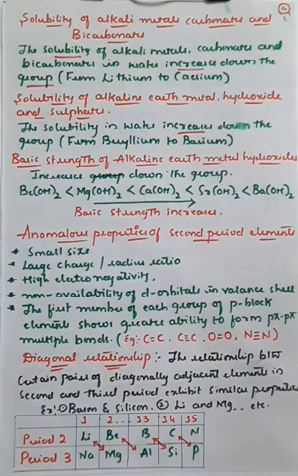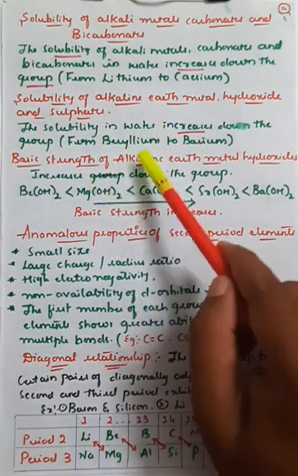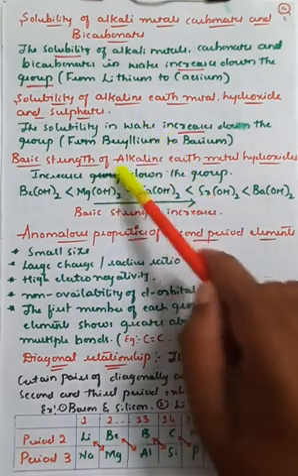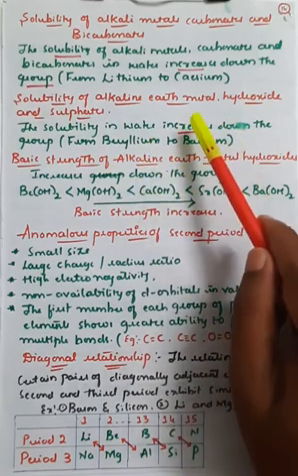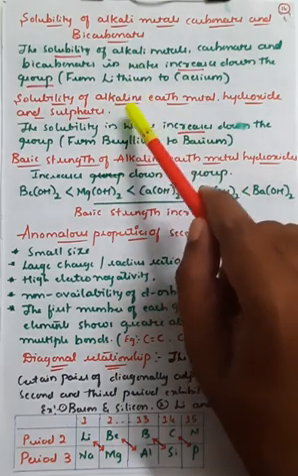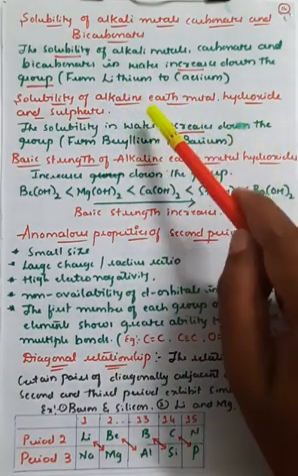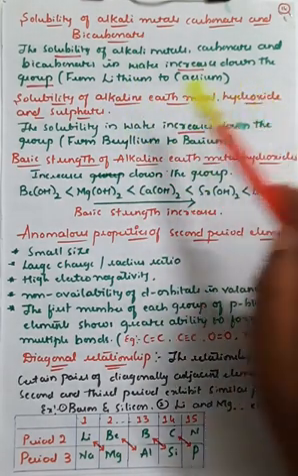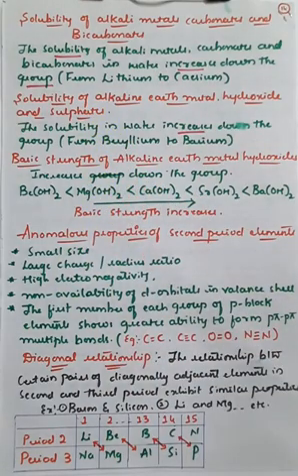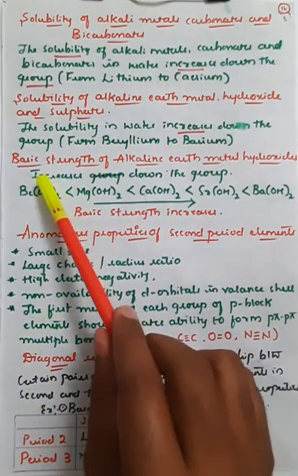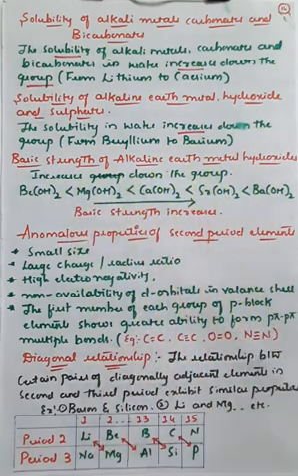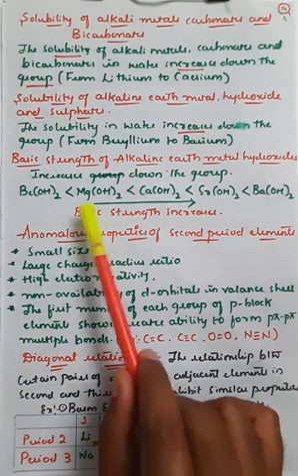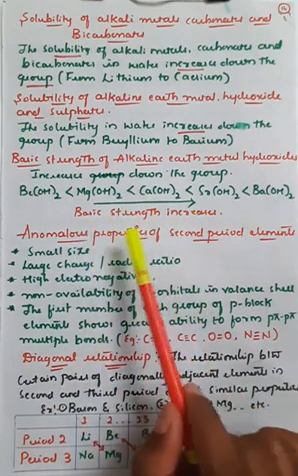If you look at the periodic table, the first element in the group is beryllium. So from top to bottom, up to barium, the value goes on increasing. That is the solubility, the dissolving capacity, of alkaline earth metal hydroxides as well as sulfates. And further, if you go for the basic strength of alkaline earth metal hydroxides, it increases down the group. That is the basicity, or the basic nature.